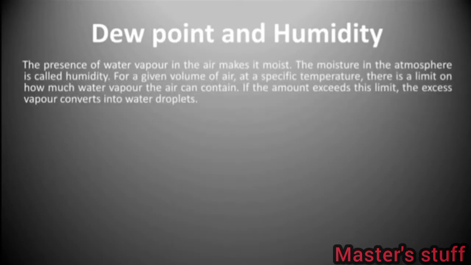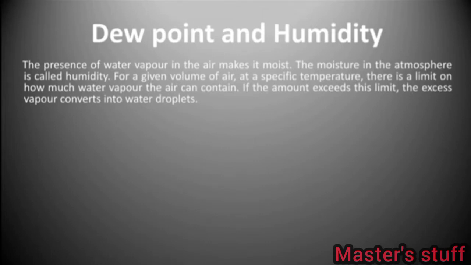We all know that about 71% of Earth's surface is covered with water. Due to constant evaporation of water, water vapor is always present in the atmosphere. This water vapor present in the atmosphere helps us to understand the state of daily weather. The presence of water vapor in the air makes it moist. The moisture in the atmosphere is called humidity.